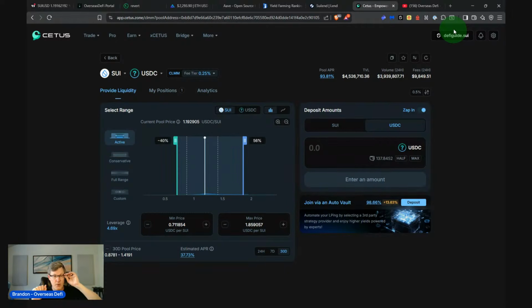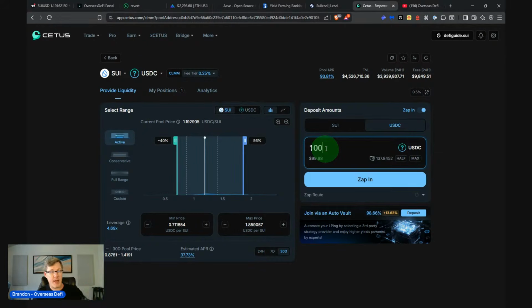Cetus is a trusted protocol. But just connecting your wallet allows it that visibility to where it can see the balance of your wallet. And the protocol knows right here that I have $137.84 of USDC. So I'm not going to actually go through this transaction because I already have an open position, which I've had since a week ago. I would just have to decide, okay, how much capital am I going to deploy into this position? Okay, so I'll put $100 there.